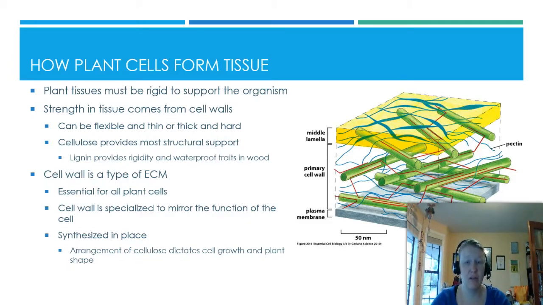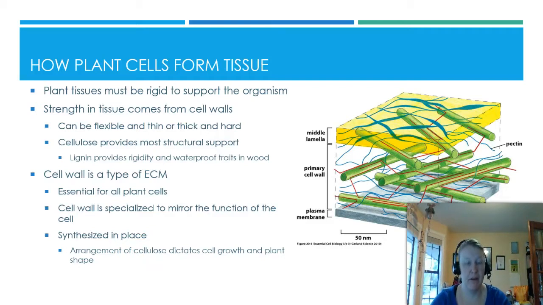And cellulose, as you can see here, are these big green rods, and they're running through the primary cell wall, and then eventually will be moved into a secondary cell wall. And this is what provides that structural support. And really the cell wall is just another type of ECM, and we'll talk about ECMs here in a second again when we look at the animal tissues, but it's just a space between the cells.